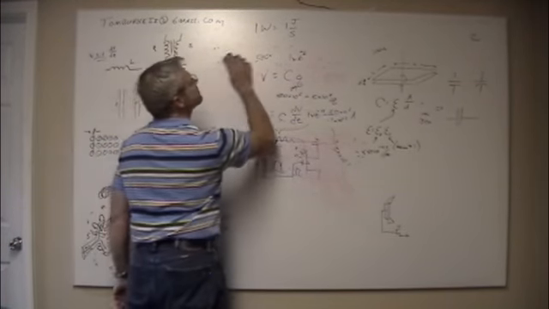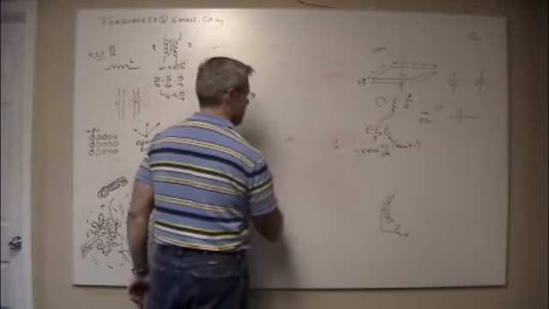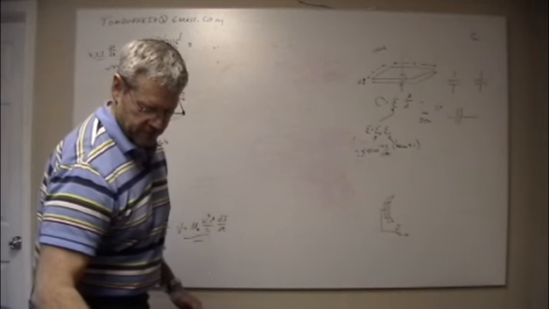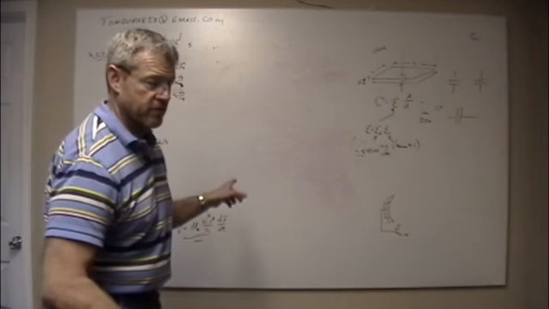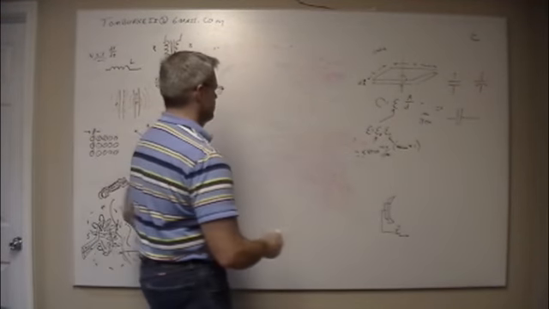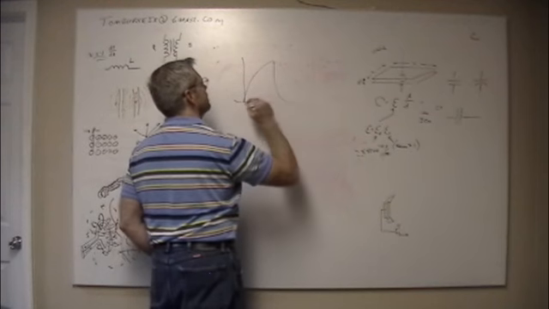Another practical use is a filter. So we talked about the noise equation, Boltzmann, 4kTBR, and we talked about, I said remember this, 5 tau.